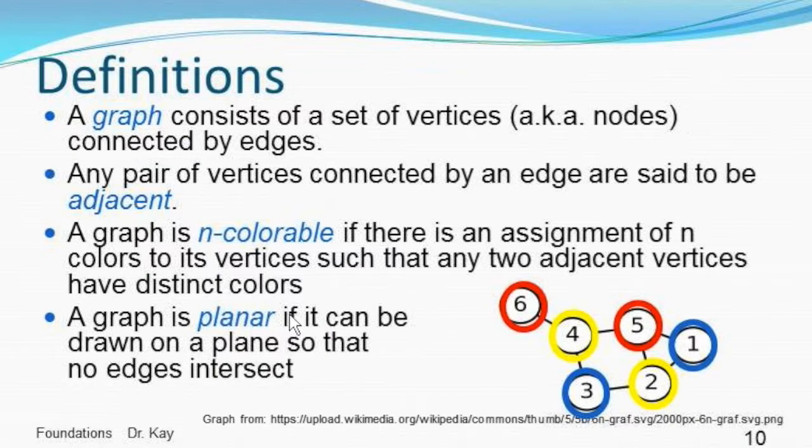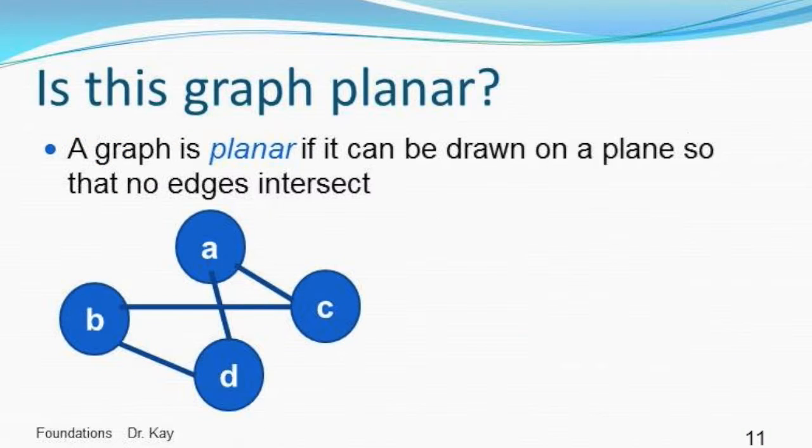Another definition, a graph is planar if it can be drawn on a plane so that no edges intersect. So this graph here is planar. Here's another picture of a graph. There's the definition again. So do you think this graph is planar? And this is really a trick question at some level. Obviously, it doesn't look like it's planar because it does have 2 edges intersecting.